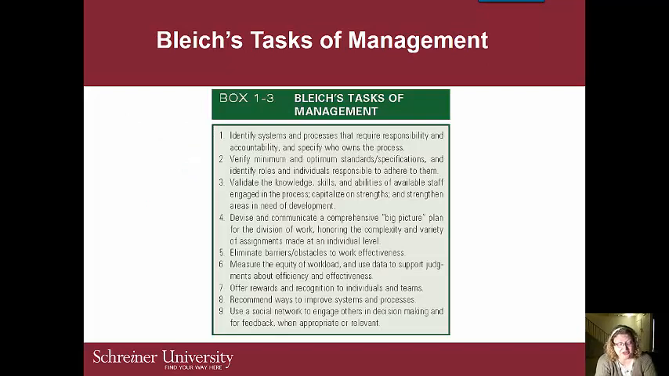For tasks of managers, know what you're responsible for and what you are not responsible for. Sometimes knowing what you're not accountable for can be even more important than what you are. Know what your boundaries are. Know what you can do, what you can't do. Know what the standards of performance are for your employees and how to evaluate them. Validate the ability and the knowledge of your staff.